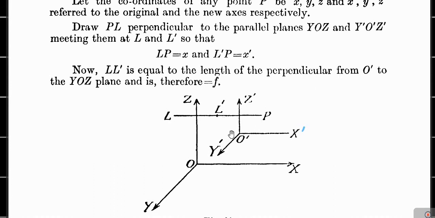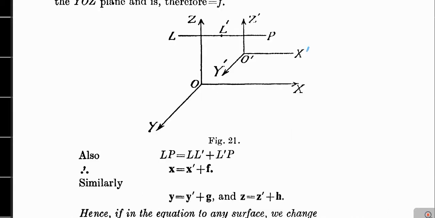Okay, and as the x coordinate of this point O dash is f, therefore this distance L dash will be equal to f. Next, we have the distance LP is equal to the distance L dash plus L dash P. So this x, which was the x coordinate of point P with reference to the original frame of reference, is equal to x dash, meaning the x coordinate of point P with the new frame of reference, plus f, meaning the x coordinate of point O dash. So therefore we have obtained x equal to x dash plus f.